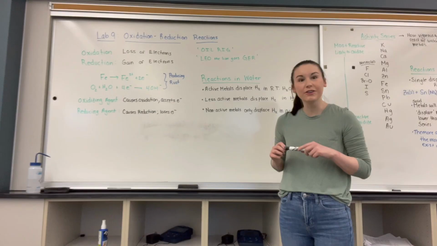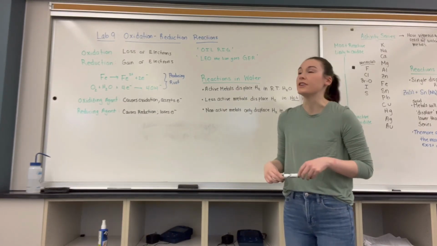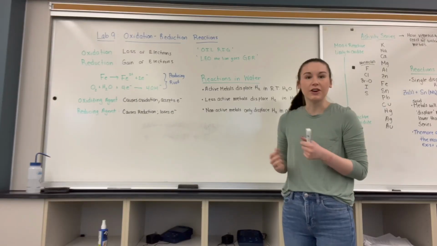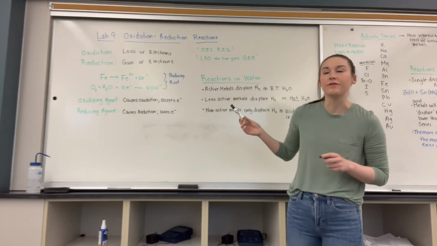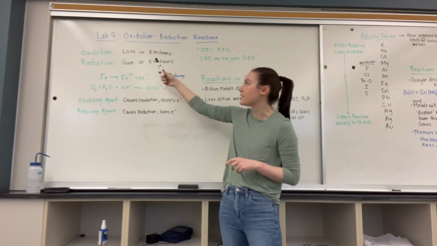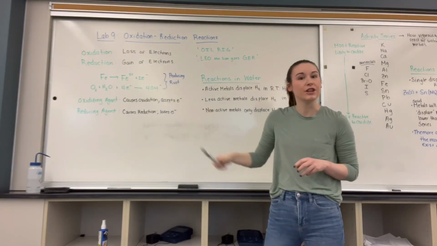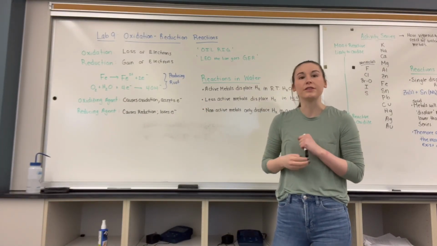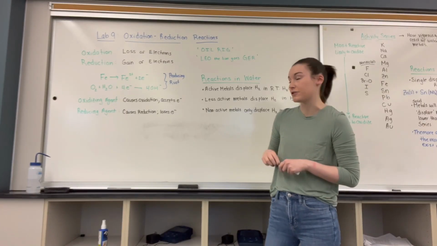Okay, so we are going to talk about the oxidation and reduction reactions lab. Oxidation reduction, also known as redox, involves two different types of reactions, oxidation and reduction. An oxidation is a reaction where something loses electrons, and a reduction is a reaction where something gains electrons.